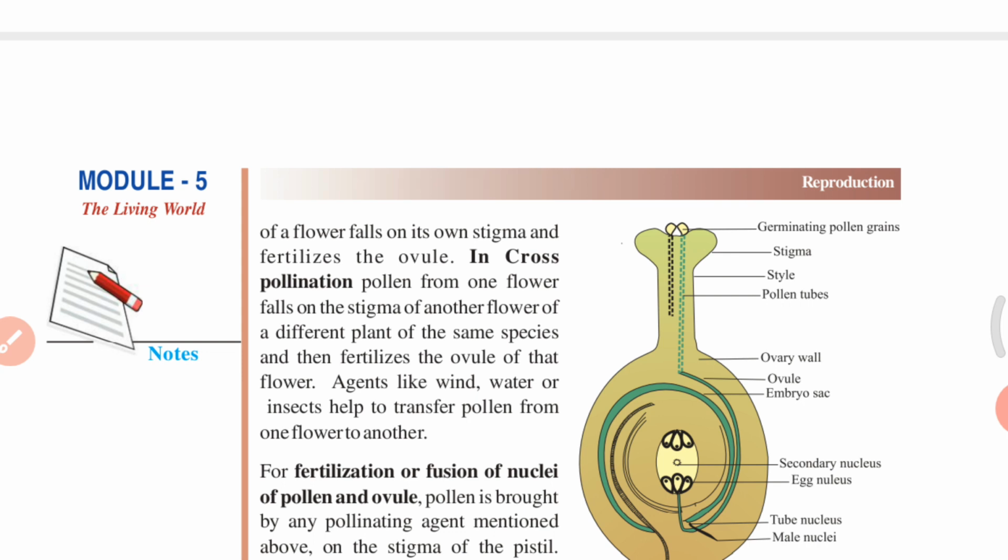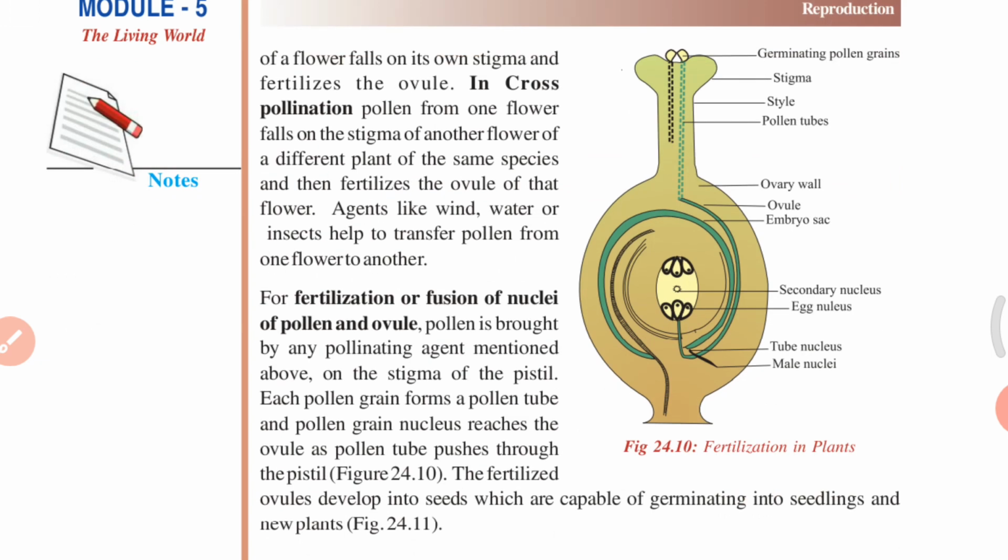Self-pollination, cross-pollination. After pollination, fertilization occurs. When pollen reaches the stigma of the flower, it moves through the style and reaches the ovary. The ovary contains the ovule. The pollen fuses with the ovum and fertilizes it. This is the fusion of the nuclei of pollen and ovule to form a zygote.